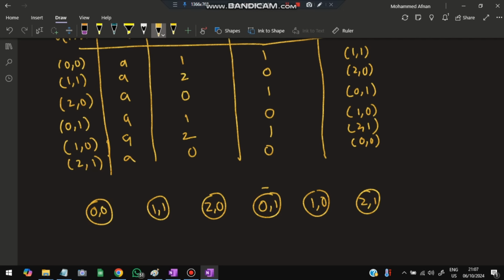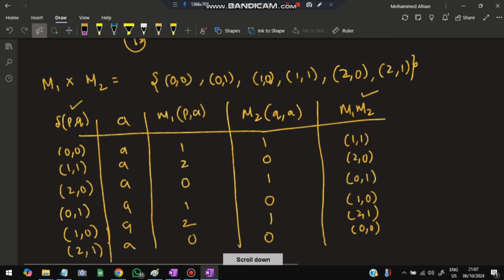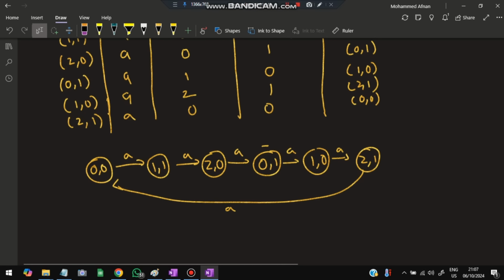Okay, so seeing this table, you have to just consider this one: 0, 0 upon A where it goes, 1, 1. So you'll write 1, 1 here like this. 1, 1 upon A where it goes, 2, 0. And 2, 0 upon A where it goes, 0, 1. A, this is also A, this is also A. 1, 0 upon A goes to 1, 1, this one. And from here again, it will come back here to A. Now, this is all the diagram. Only A is the alphabet which is given. So these are the states.